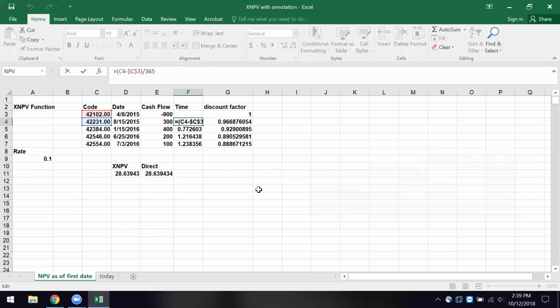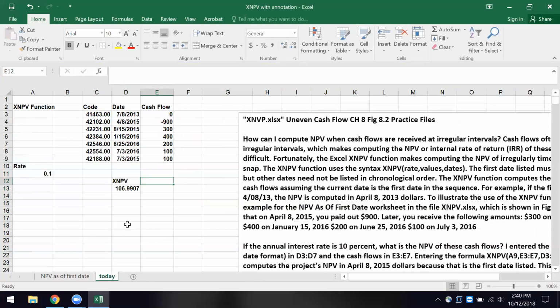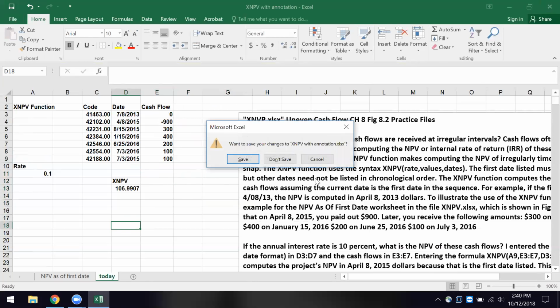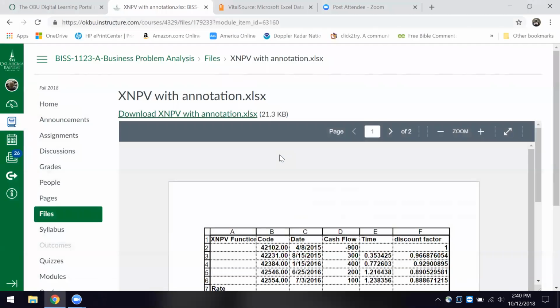Okay, so it's a little bit of to do about nothing. Well, it's not about nothing, but the XNPV is mostly used when I have uneven cash flows or uneven annual net cash flows. Okay, we'll close this one off. And we got one more.